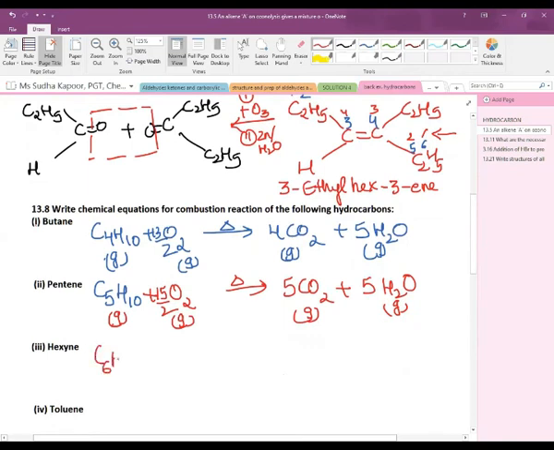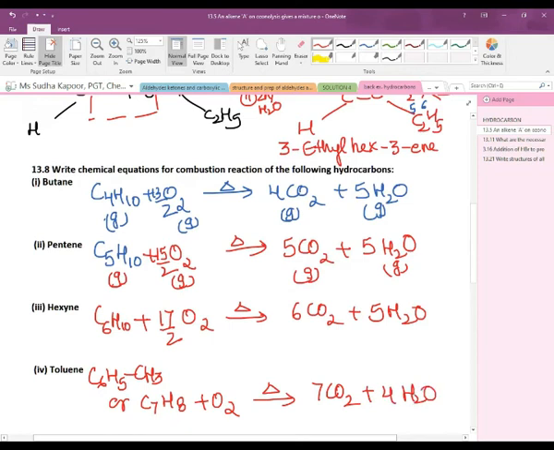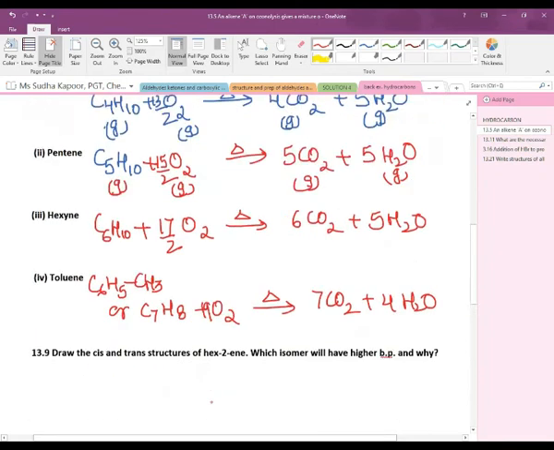Hexane, C6H10 gas, is treated with oxygen, burning is done, 6 CO2 along with 5 water, 12 plus 5, that becomes 17. So oxygen is 17 by 2. Now coming to the case of toluene, we all know that toluene is a benzene ring with CH3, that is C6H5CH3. Then we can write it in a simple way as C7H8 plus O2, heating, 7 CO2 plus 4 water. So 14 plus 4, that is 18, so here comes 9 O2.